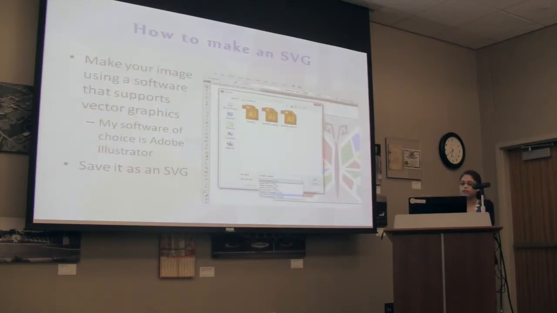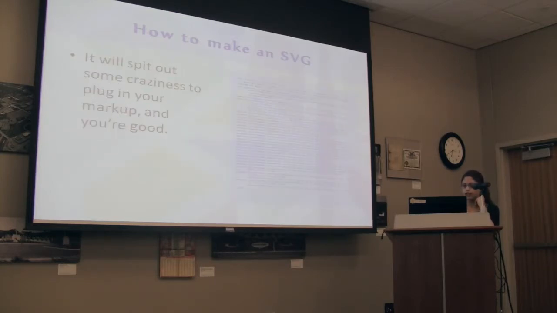So when you make an SVG, if you're some kind of crazy coding genius, you can technically make them by hand, but I'm not a genius, so I use software. My vector program of choice is Adobe Illustrator, so once you've drawn your vector, you just save it as an SVG, and then it spits out a whole bunch of code at you, and you put it in your markup, and you're good.